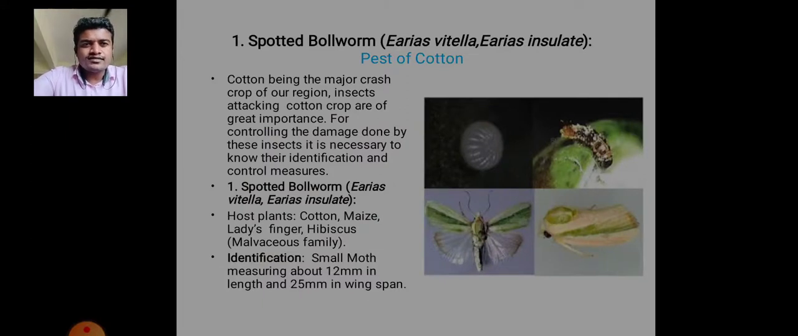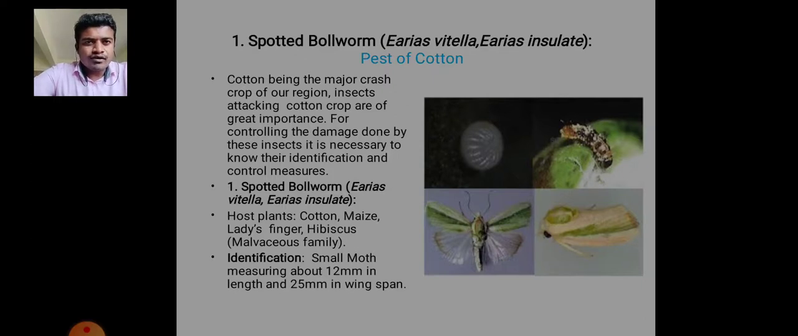Okay, let's start. You can see on the slides the first pest, that is spotted bollworm. This pest is economically harmful to cotton. We will see all the details regarding the spotted bollworm. The scientific name of that pest is Earias vitella, or sometimes it is also known as Earias insulana. So the genus of this spotted bollworm is Earias and the species is vitella and insulana also. This is the major pest of cotton, and the whole cotton crop is totally attacked by the spotted bollworm.